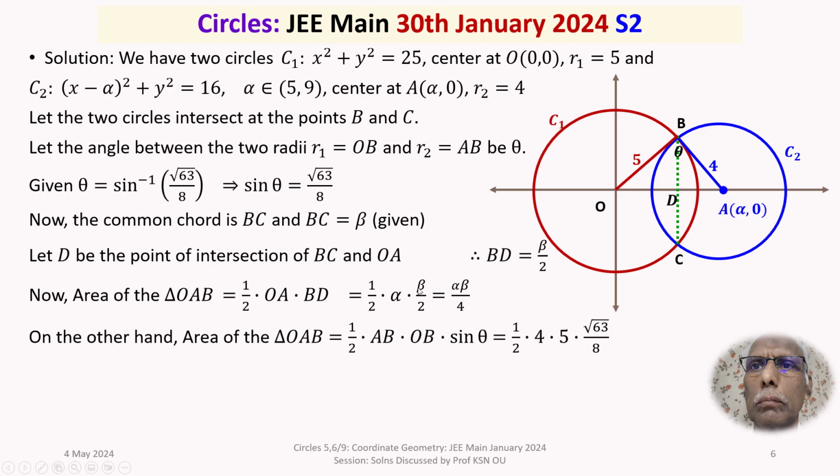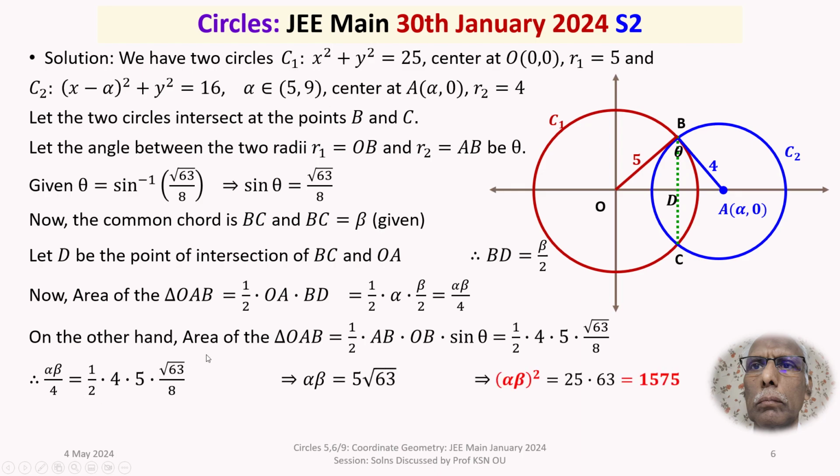So, they are equal. Alpha beta by 4 is equal to 1 by 2 into 4 into 5 into root 63 by 8. That will give you alpha beta is equal to 5 times the square root of 63 after simplification. It's very easy. Now, what is it that we want? We want alpha beta whole square. So, square it.